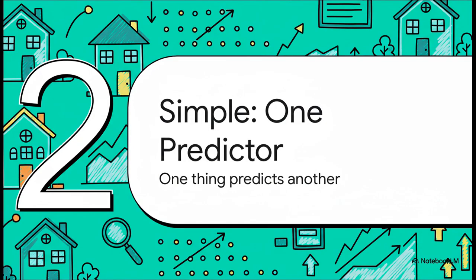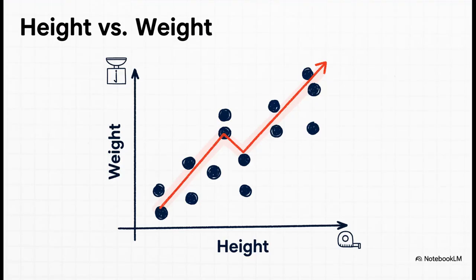Okay, let's ease into this. We're going to start super simple with what's called, you guessed it, simple linear regression. This is where we use just one piece of information to try and predict one outcome. So picture this. Let's say we want to predict a person's weight, but the only thing we know about them is their height. Now, it's not going to be perfect, obviously, but you can see how there's a relationship there, right? Taller people generally weigh more.